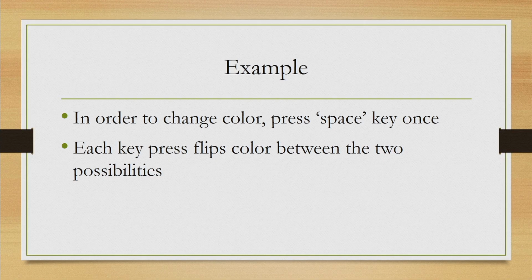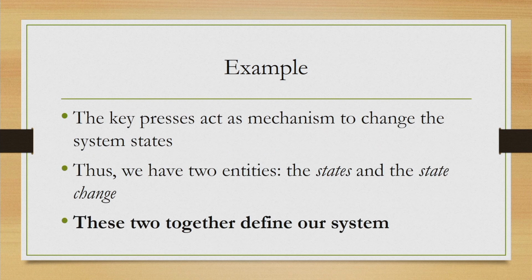Thirdly, if we want to change the color, we can use the space key. So, by one press of the space key, we can flip the colors. If currently black color is displayed and we press the space key, then it becomes red and vice versa. So, the key presses act as mechanisms to change the states.